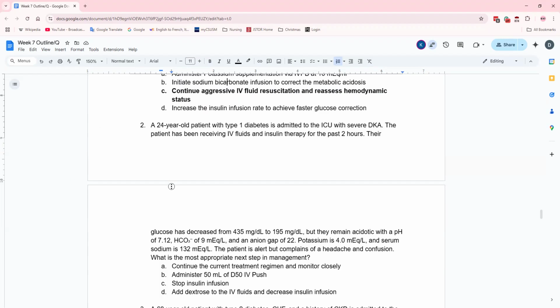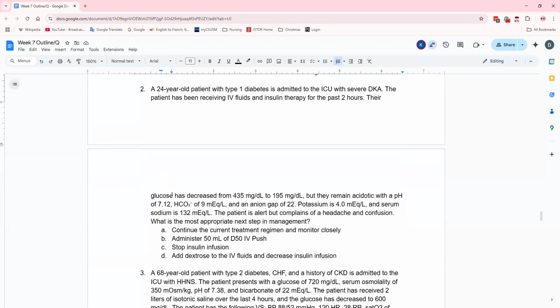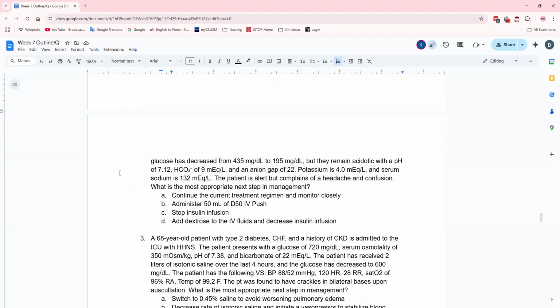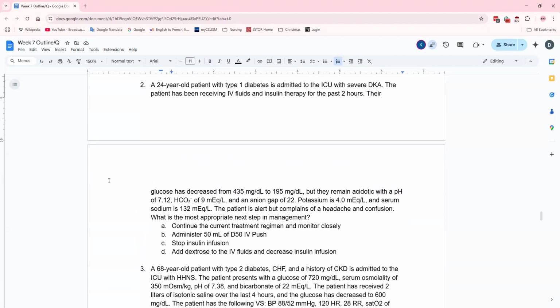Can I scroll down? Oh, can you not see the bottom? Yeah. Oh, I scrolled down too much. There we go. I try to make these hard.